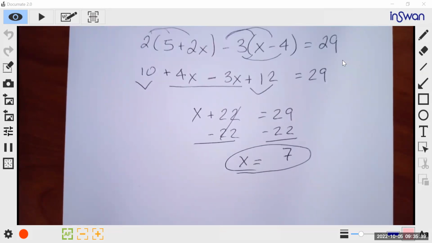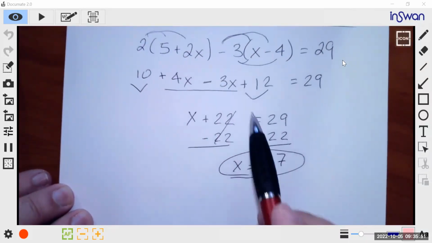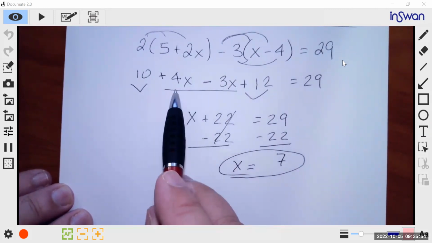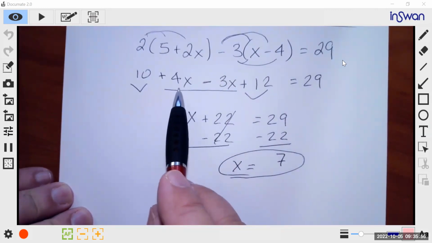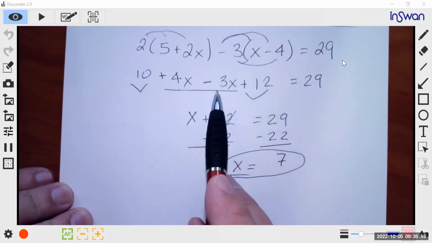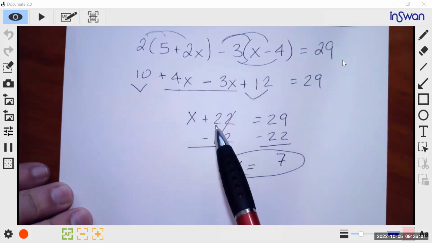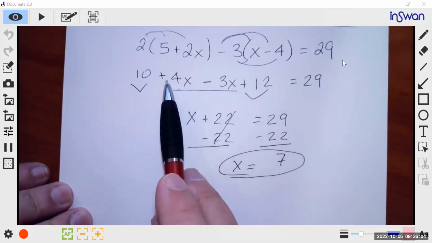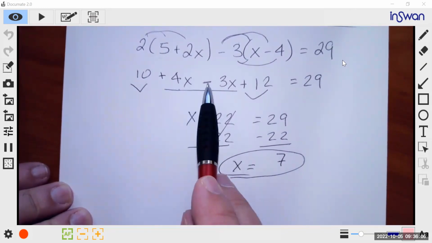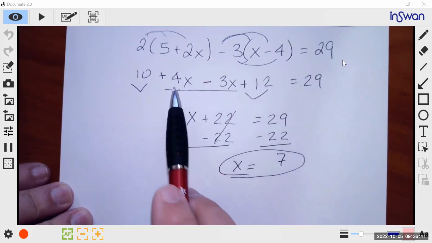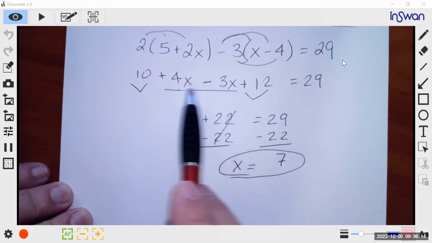So maybe from 3x, negative 3x minus 4x. This one? Oh, here? No, it's a positive 4x, negative 3x. No, it's subtraction. Since they're opposite signs, you have to subtract. Whenever you have opposite signs, take the sign of the larger and subtract the numbers.